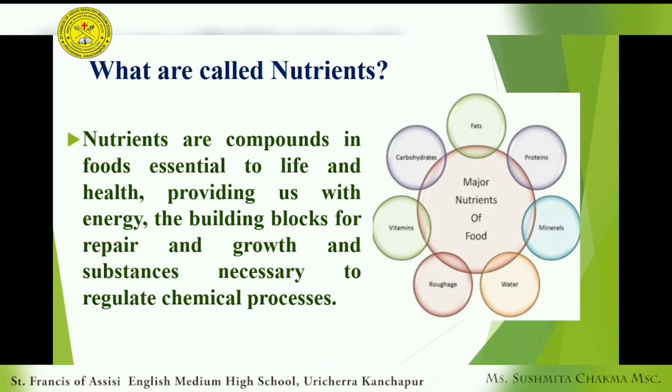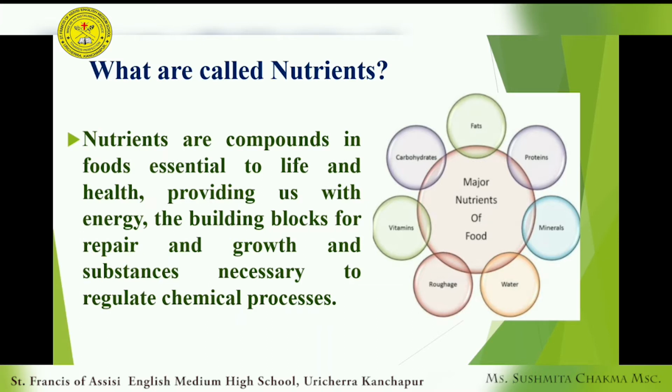It also helps as building blocks for repair and growth of our body. It also helps to regulate some chemical substances which are very necessary to our body. So here are some major nutrients of food, as in the picture. These nutrients are named carbohydrates, fats, proteins, minerals, water, roughage and vitamins. So these are the major nutrients of food.